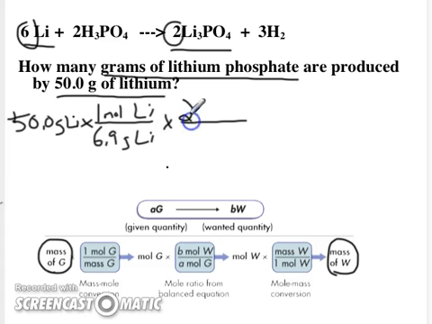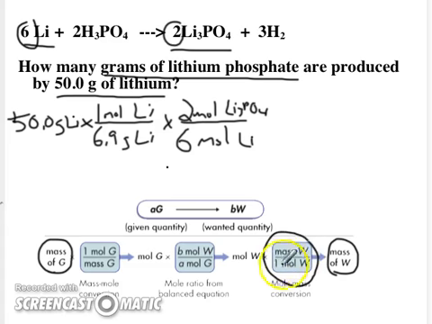Okay, our next step is the mole ratio, and we're looking for lithium phosphate, so that's right here. And we're starting with lithium, so that's right there. So those are the 2 coefficients that we're going to use. So it's going to be 2 moles Li3PO4 over 6 moles of Li. All right, that's that step. All right, the third step now is going to be right here. Another mole conversion using the molar mass.